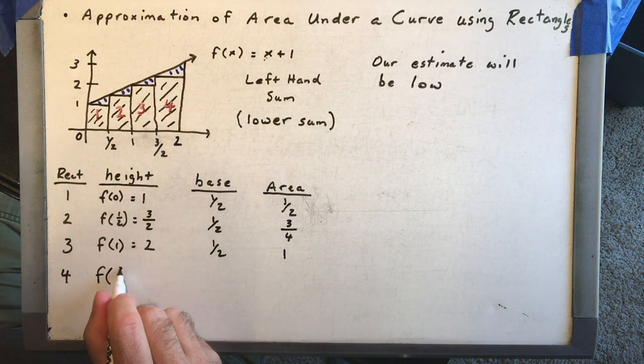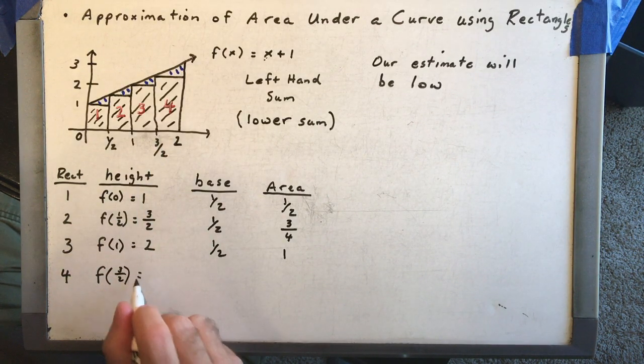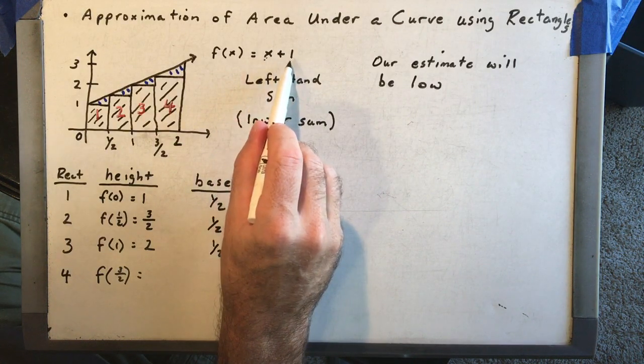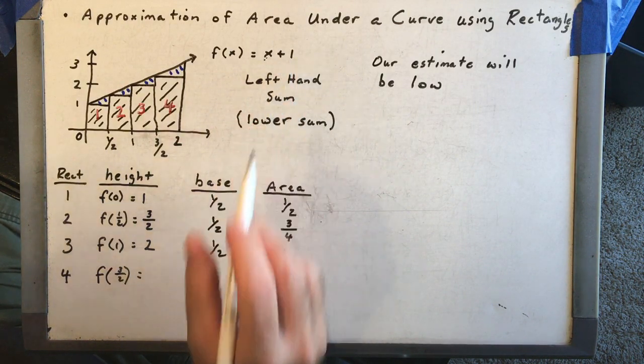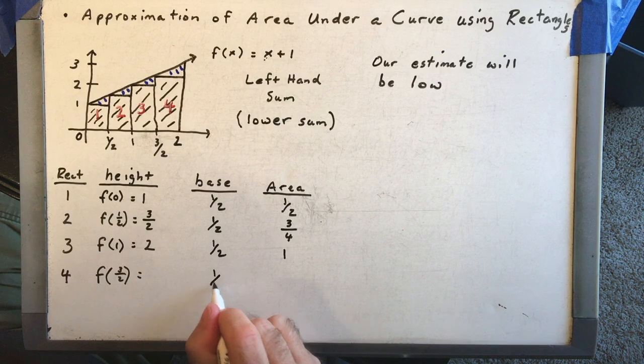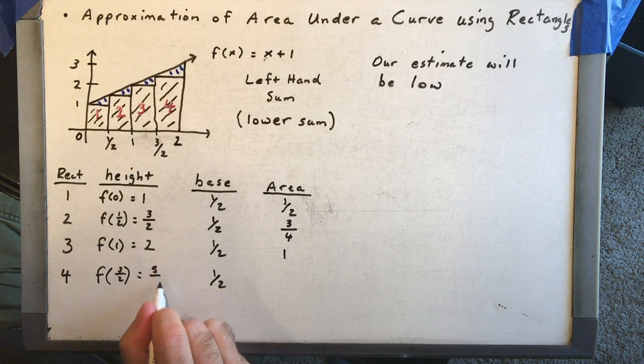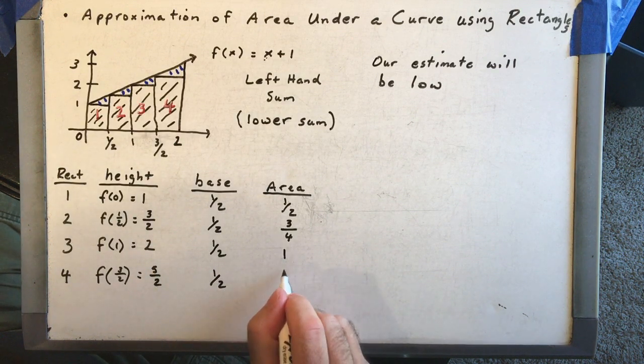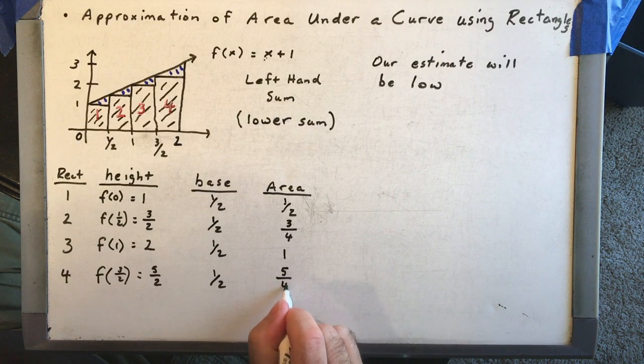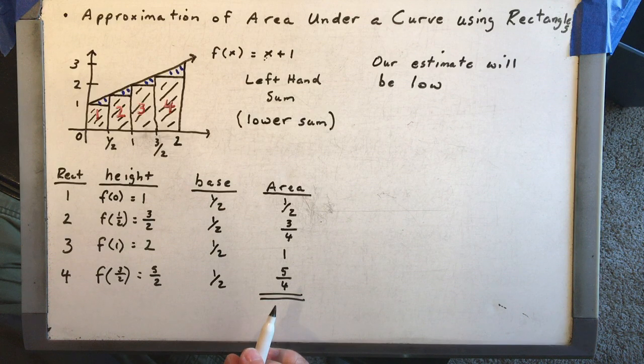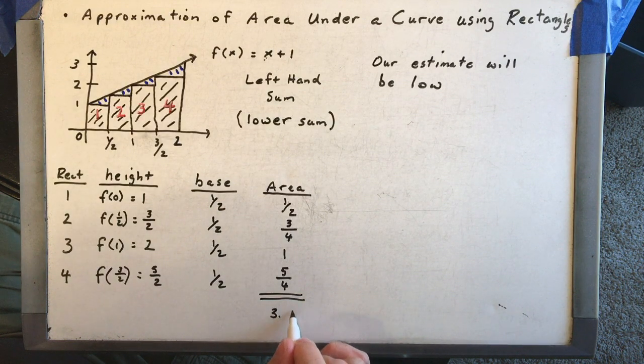So we're doing f of 3/2. That'd be 3/2 plus 1, all right? And that is, the base is, so that's 5/2. So that would be an area of 5/4. It might be easier if you want, do it all in decimal. Okay, but that will all add up to 3.5.